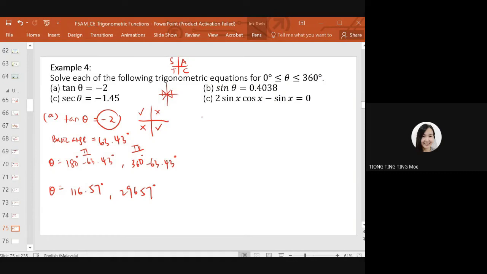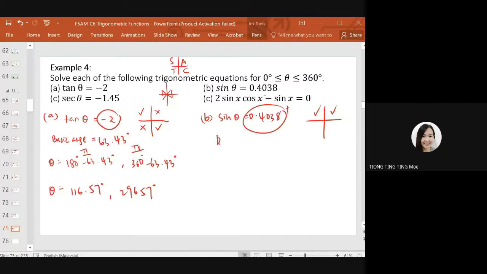Okay, then we'll practice one more. B. Sine theta equal to 0.4038. This one is positive, so we want positive. Then of course the first quadrant is positive. Then what is the next quadrant? All Students Take Calculus. Or if you remember the y coordinate, you know it is first and second. Then first and second quadrant.